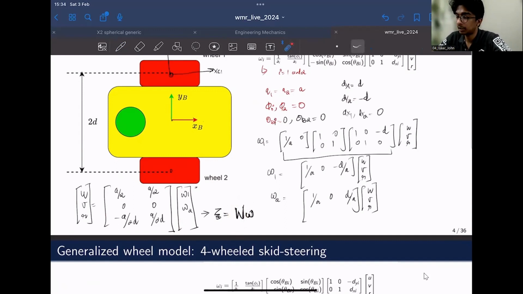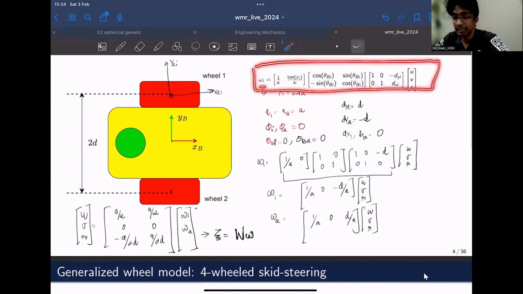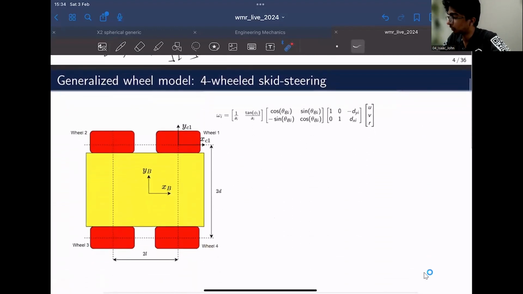Right? So that is one example. That is how we adopt the generalized wheel model for differential drive. We can also do the same for skid steering drive. Here we can consider this to be wheel 1, this to be wheel 2, this to be wheel 3, this to be wheel 4, and the length between the wheel axes of the forward and rearward wheels is considered to be 2L, and the width between the front two wheels or the rear two wheels is considered as 2D.